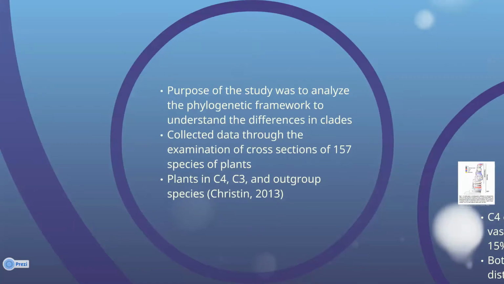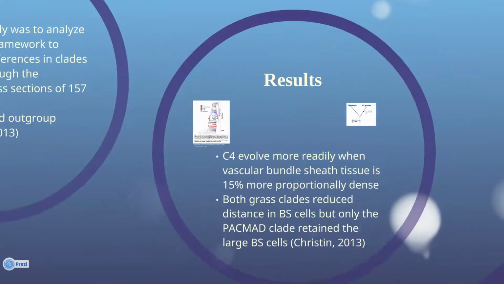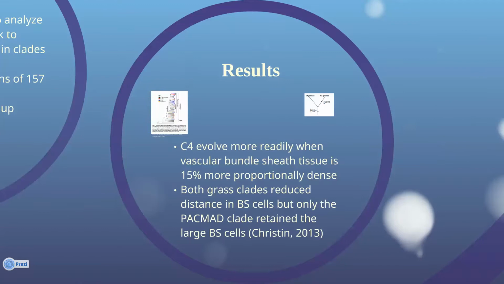The overall procedure of the study was to analyze the cross-sections of grasses in order to construct a phylogenetic tree with the hope of understanding the relations between the clades. Data was collected from 157 different species of grasses within the PACMAD, BEP, and outgroup species. The examination of the cross-sections yielded data about the bundle sheath cell size, distance between the cells, and thickness of the outer and inner sheaths. The results of the analysis were compiled and a phylogenetic tree was created.